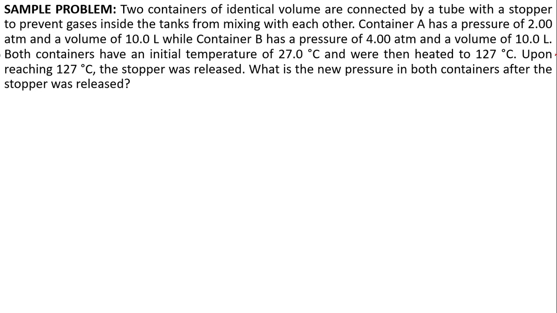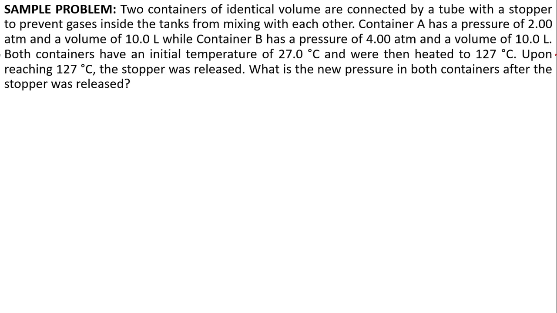So two containers of identical volume are connected by a tube with a stopper to prevent gases inside the tanks from mixing with each other. Container A has a pressure of 2.0 atmospheres and a volume of 10.0 liters, while container B has a pressure of 4.0 atmospheres and a volume of 10.0 liters. Both containers have an initial temperature of 27.0 degrees Celsius and were then heated to 127 degrees Celsius. Upon reaching that temperature, the stopper was released. What is the new pressure in both containers after the stopper was released?